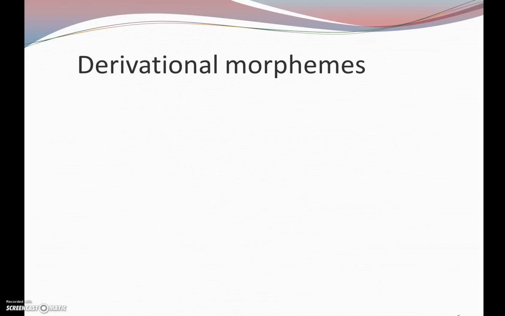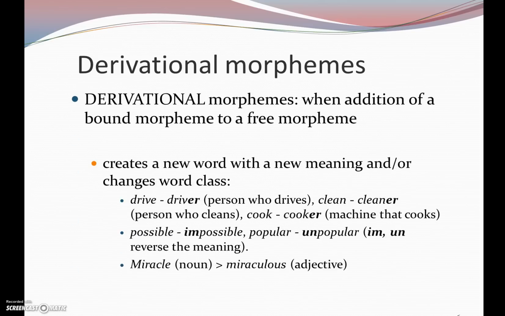Now we can also divide bound morphemes according to what they do in the grammar. So here we look at first derivational morphemes and then secondly inflectional morphemes. So derivational morphemes, basically this is when the addition of a bound morpheme to a free morpheme creates a new word with a new meaning and or a change in word class. So the example could be drive and driver. So drive, it's an action, right? It's a verb, and we can add the morpheme er.